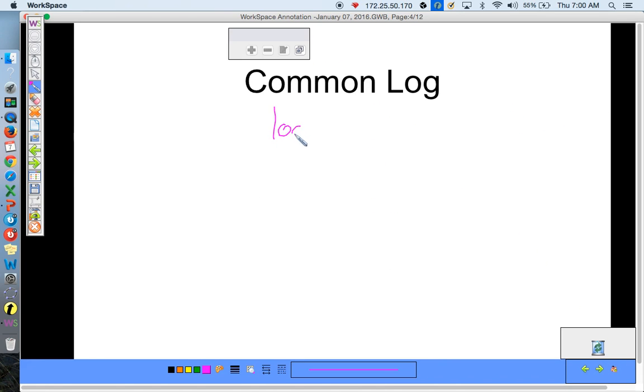Common logs. A lot of times we see that subscript number, but if there isn't one written, if it was just log of 5, you assume that base is 10. And base 10 occurs so frequently, it's just not written there.